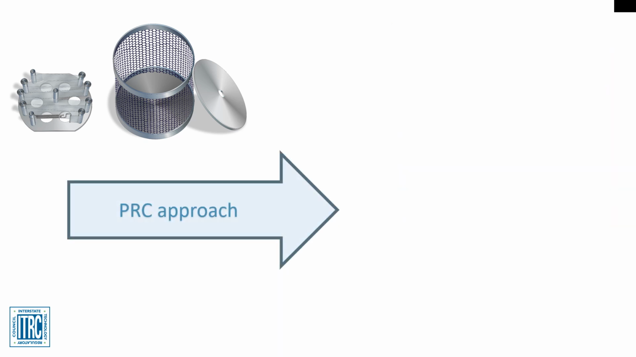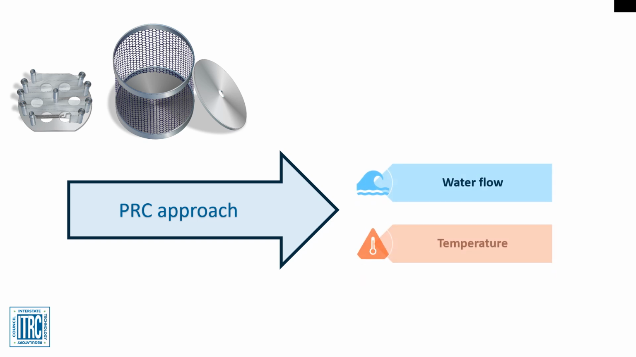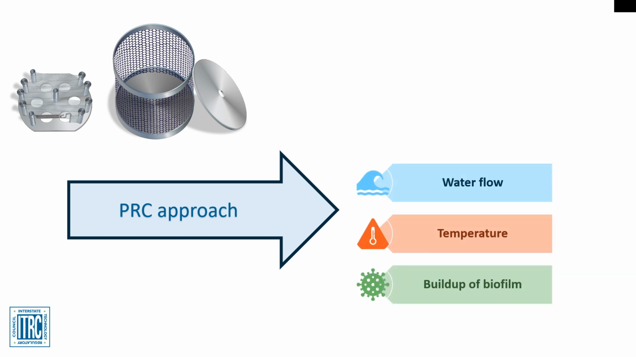The SPMD uses the Performance Reference Compound, or PRC approach to account for site-specific environmental factors such as water flow, temperature, and buildup of biofilm. These factors can affect the sampling rates of the technology. The calculated amount of PRC lost during deployment is used to adjust the laboratory sampling rates at each sampling location.